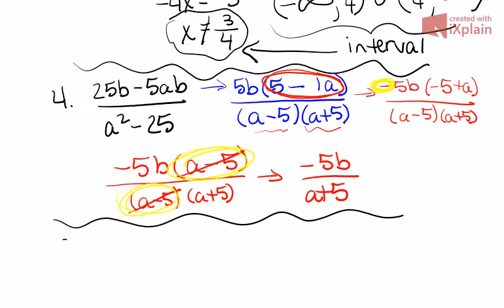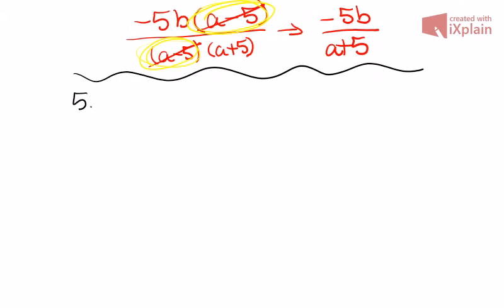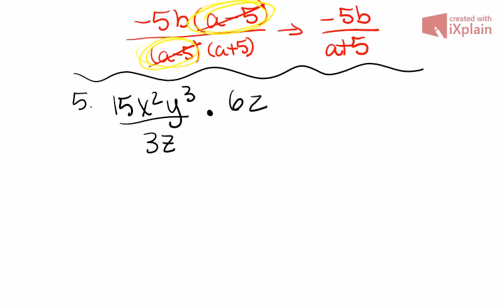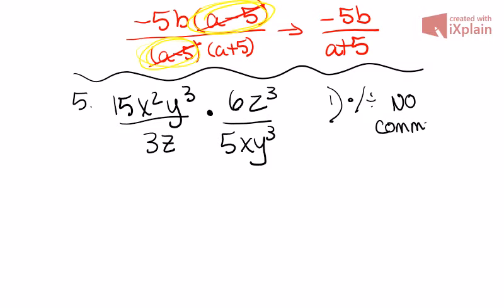What is next? 5? Okay. On 5, okay, so some exponent rules here. On 5, we have 15x squared y cubed over 3z times 6z cubed over 5xy cubed. First thing I would do, if it's multiply, divide, we do not need common denominators.